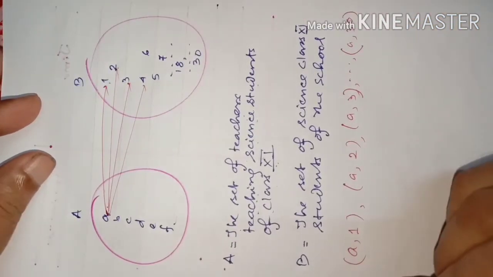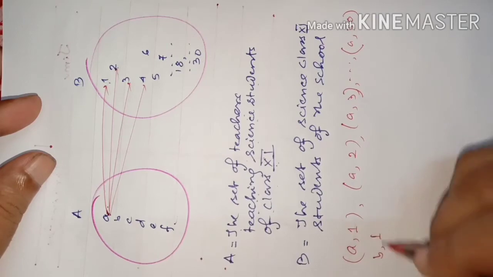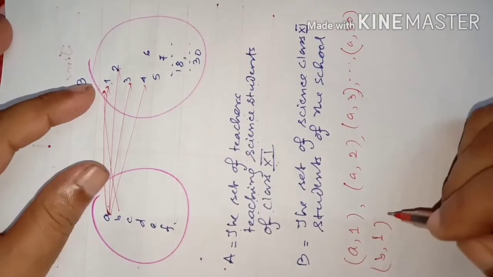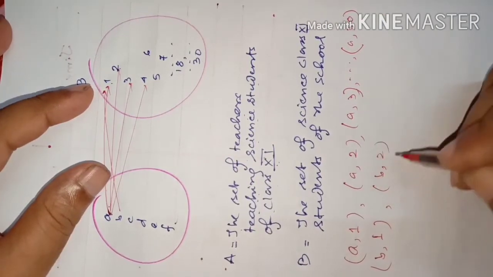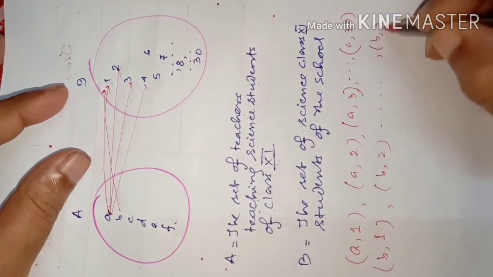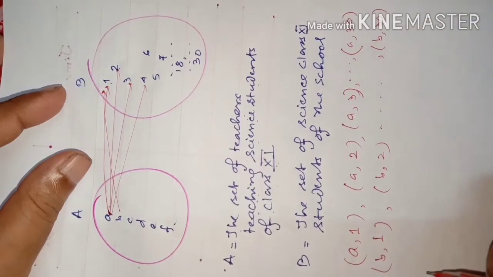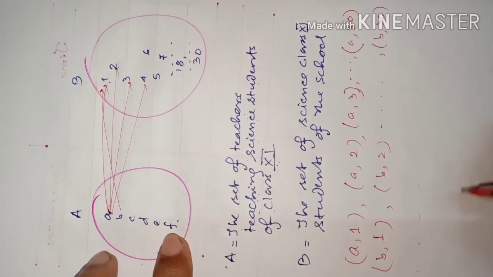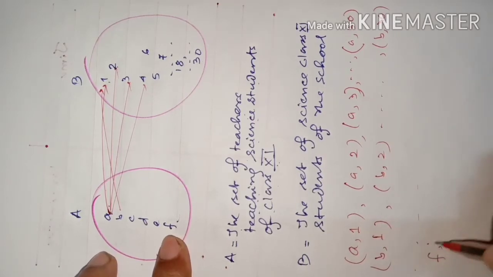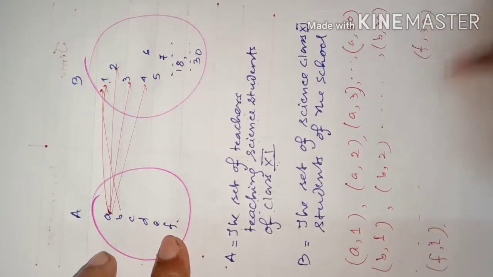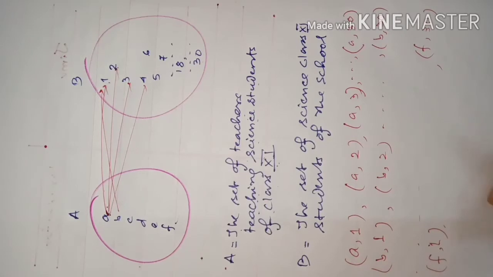Next, you will also say B teaches 1, B and 1 connected. So this is also one pair, B and 1 having a connection, B and 2 also having a connection. So that way it goes up to B and 30. Okay. So that way you go on writing up to the sixth teacher, that is F1 to F30. Like this you will get ordered pairs.